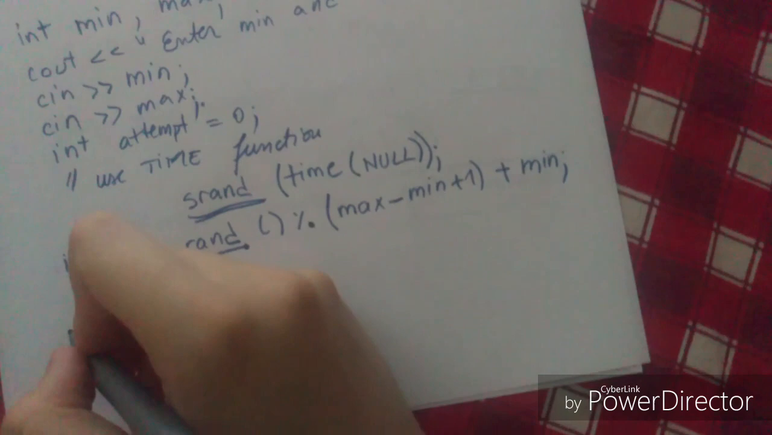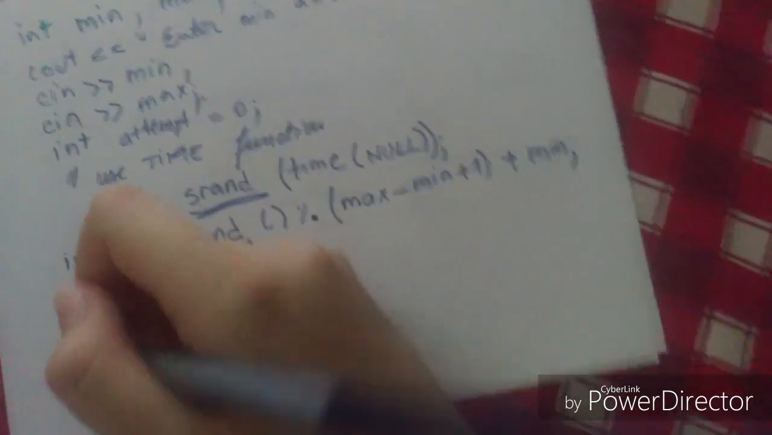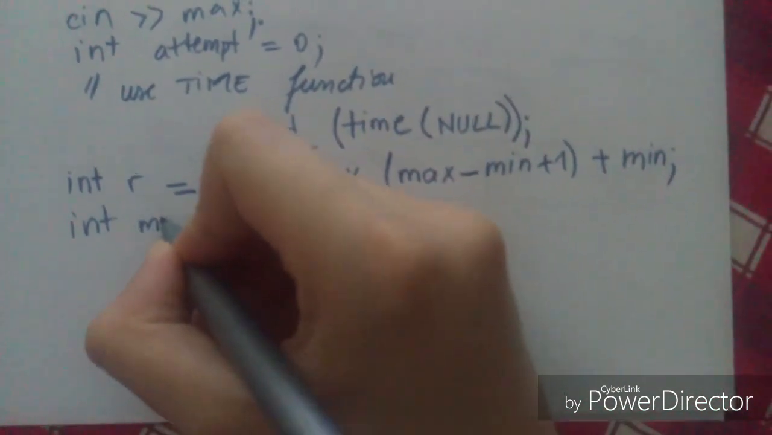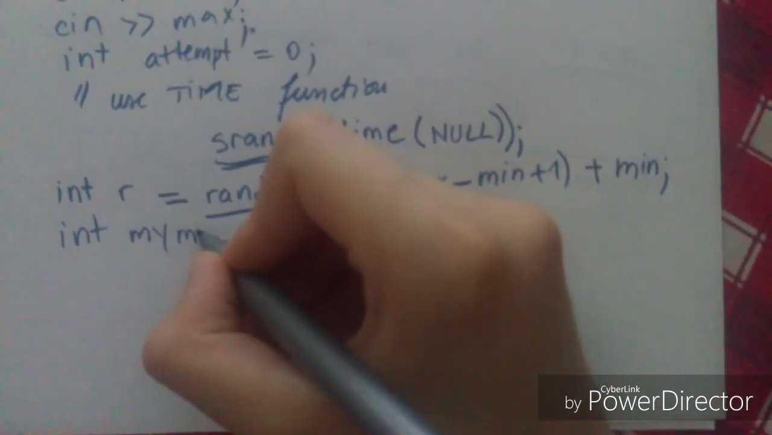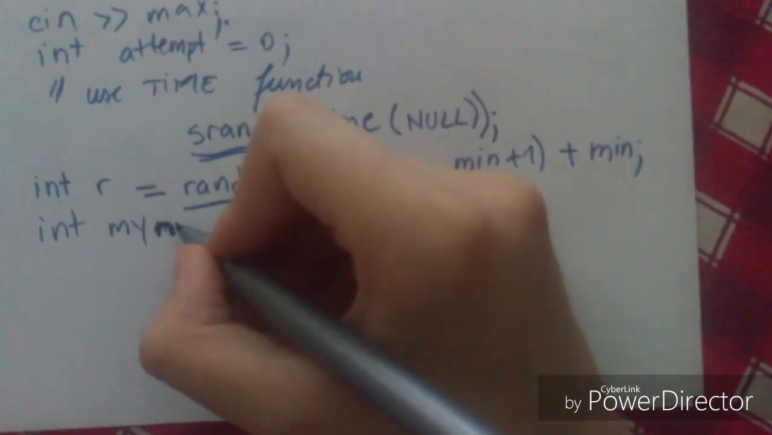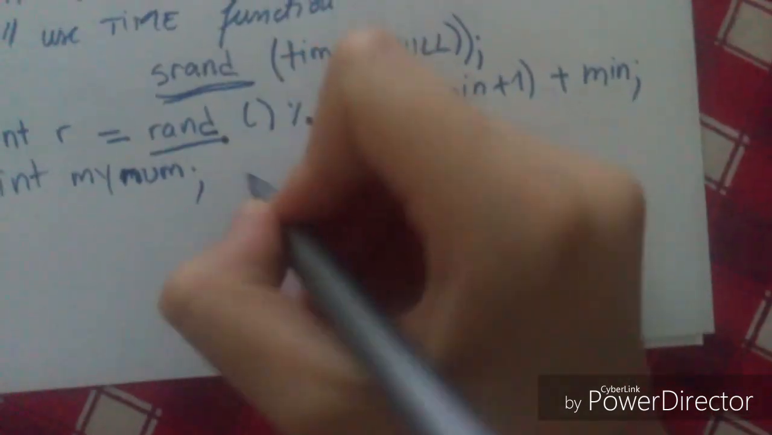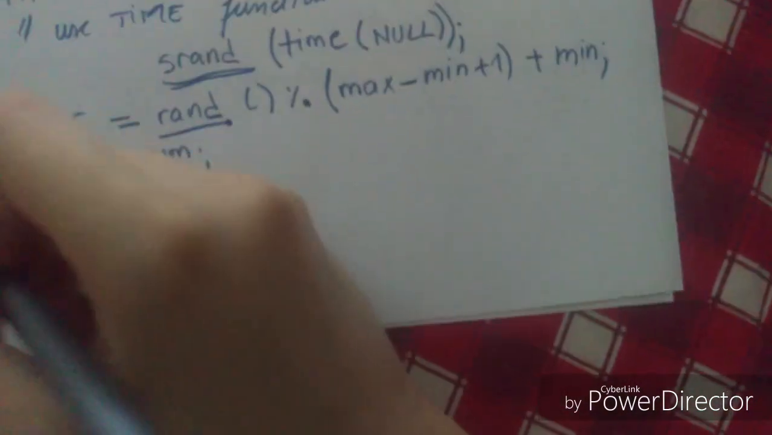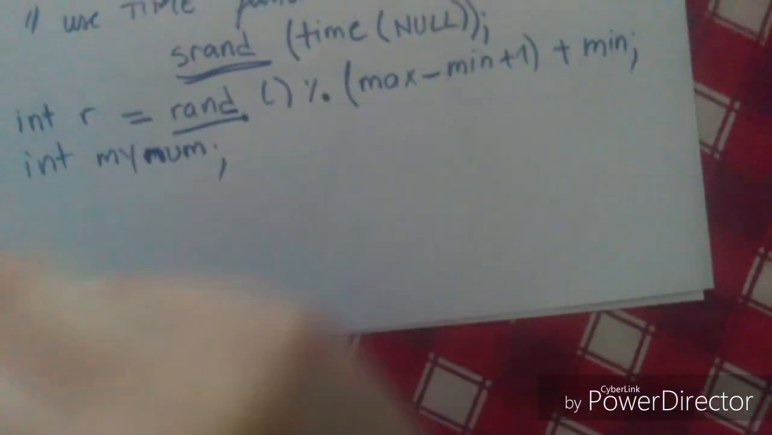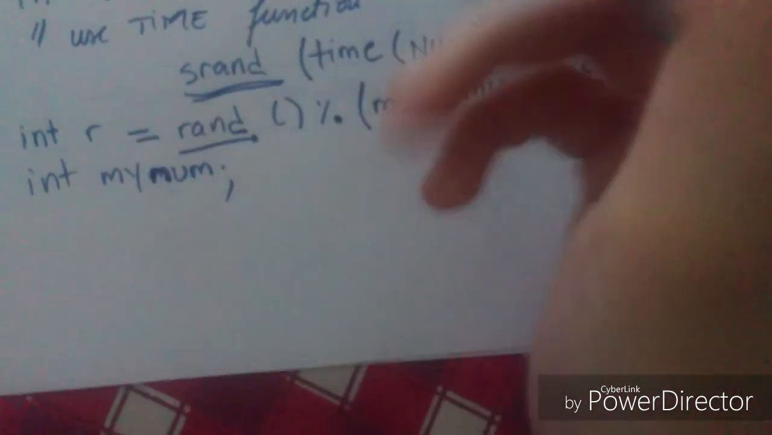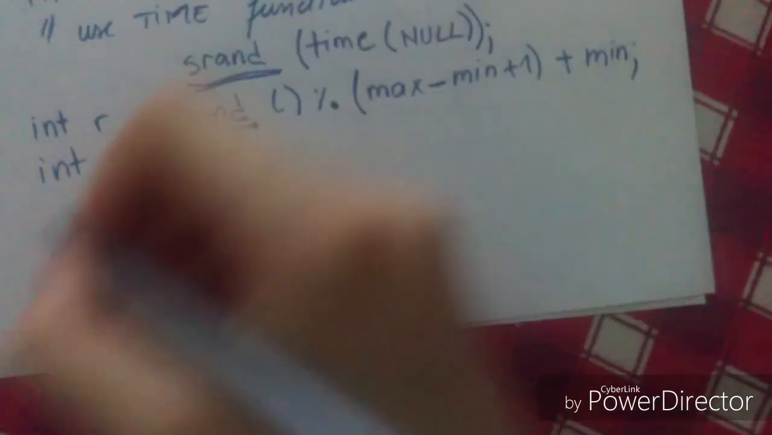And then we're going to create another variable for the guess number. This is going to be called my number, or mynum actually. I'm sorry, num, not mom. Okay, mynum, and this is going to be the guess number. And then we're also going to create another variable of type character to put the option to exit or stay.